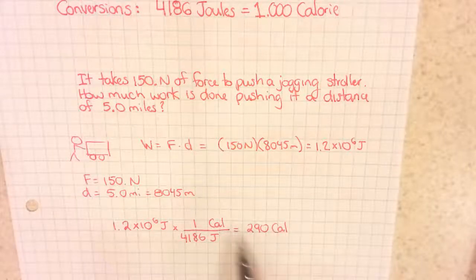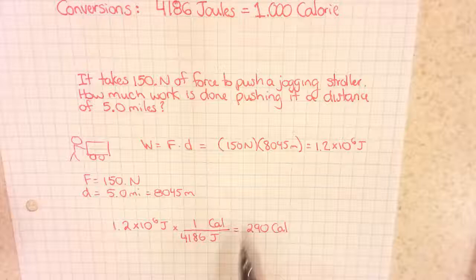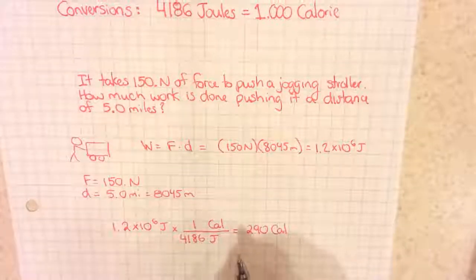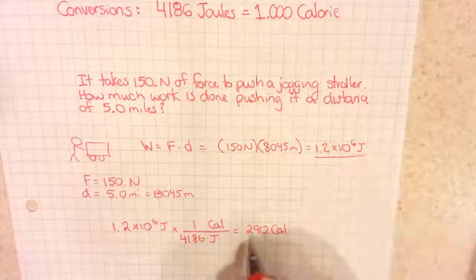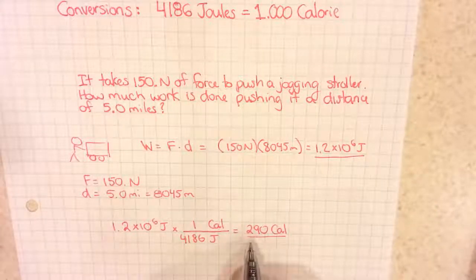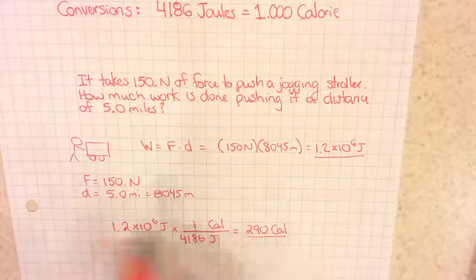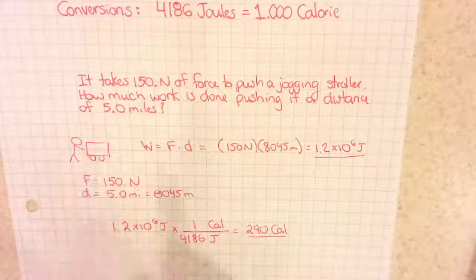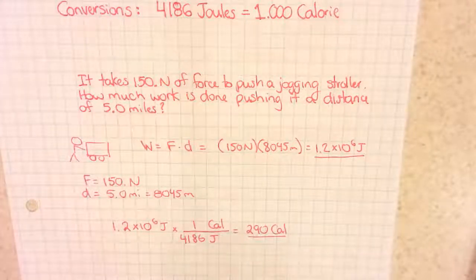We know what 290 calories is. That's like a 6-inch sandwich from Subway. So oftentimes we convert energy from joules to calories just to give us a feel for how much energy that actually is. So basically, 1 6-inch sub from Subway will power our bodies to push a jogging stroller a distance of 5 miles.